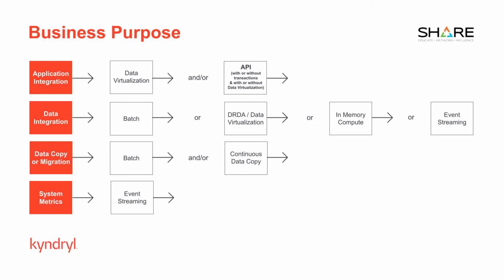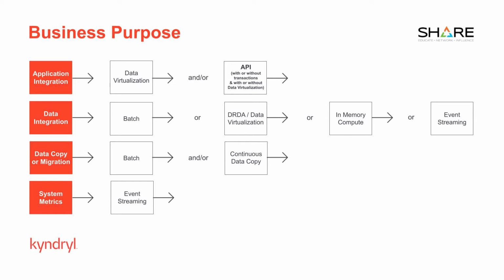So for example, if we are looking at an application integration use case, we may use data virtualization for applications that are chatty but not performing transactions back on the system of record. We can use APIs with transactions, and we can use it either with virtualized data or, in the case where the source platform has a native API, may use it directly.